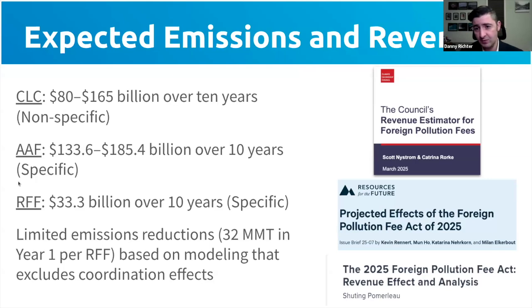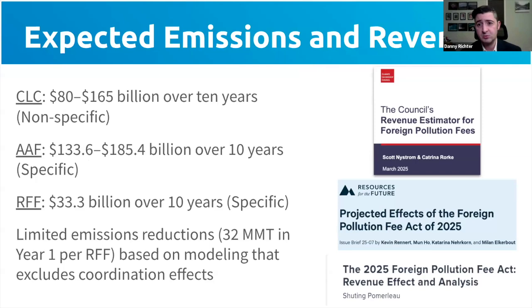The American Action Forum, Shu-Ting Pomerleau, she came up with an estimate of 133.6 to 185.4 billion dollars raised over 10 years, and she had seen the bill text. And then just yesterday, Resources for the Future, RFF, they estimated a number much lower, 33.3 billion over 10 years, and they had the benefit of the bill.